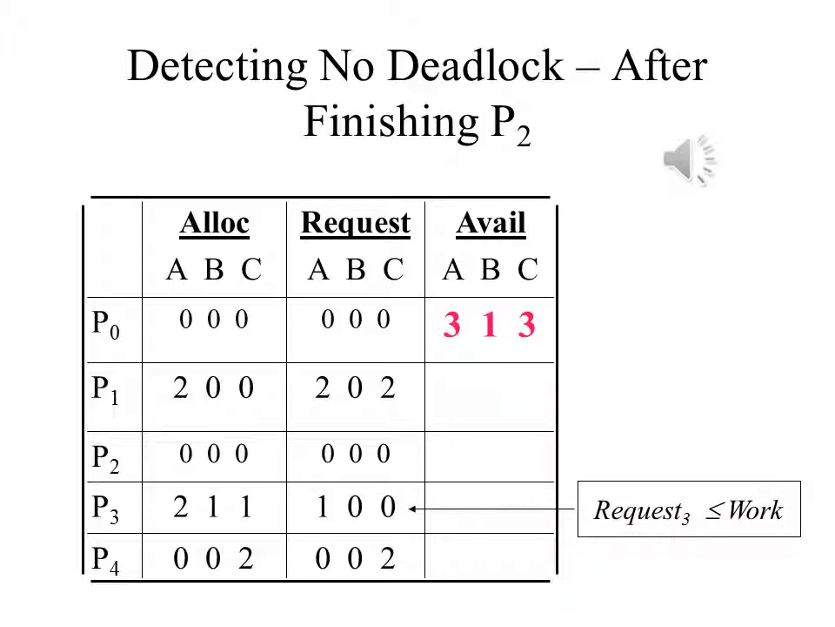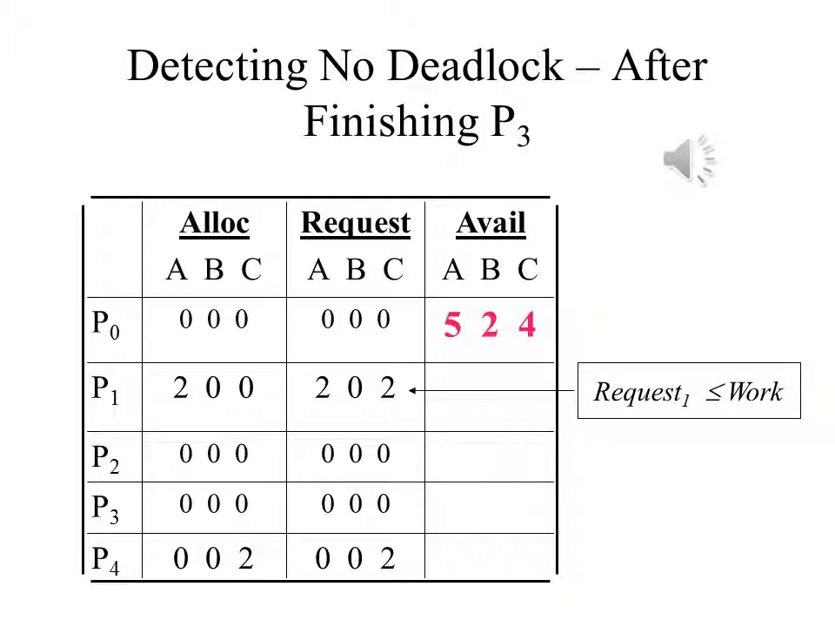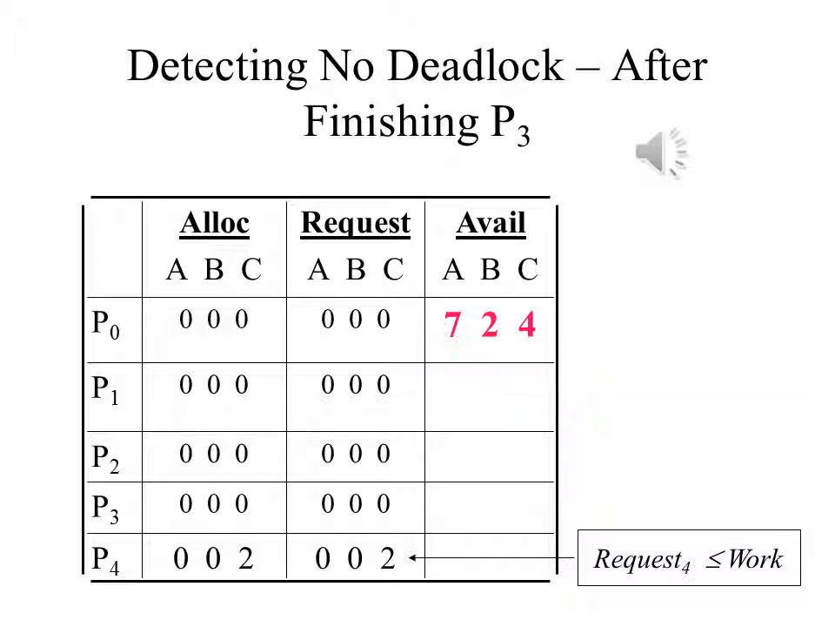This is more than enough to meet P3's request, and it can run through completion. We can then reallocate its resources. We now have 5 A's, 2 B's, and 4 C's. This is more than enough to meet P1's request, and it can run through completion. We can now reallocate its resources. We now have 7 A's, 2 B's, and 4 C's.